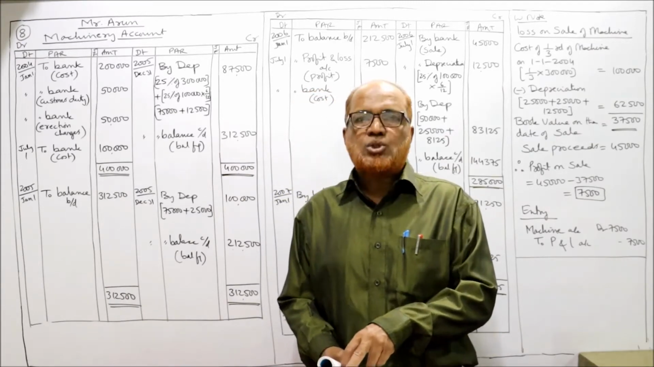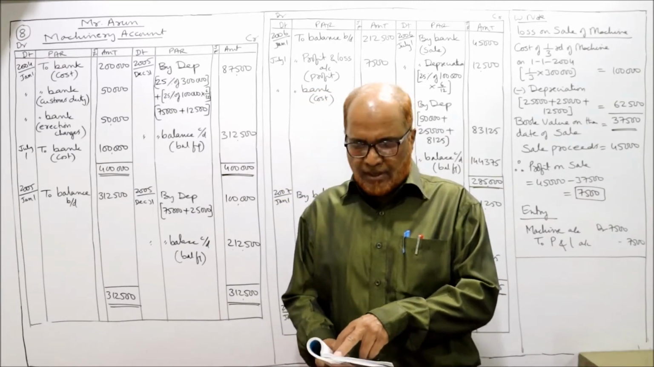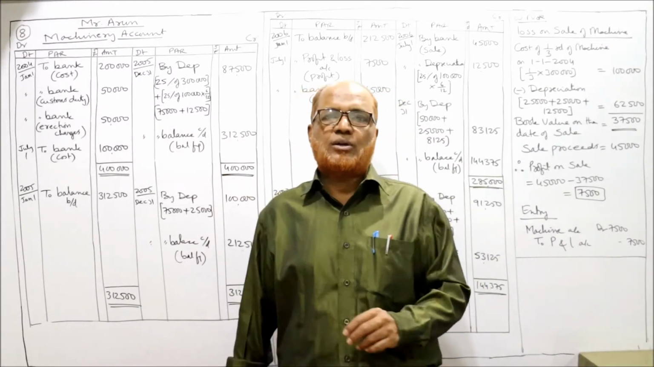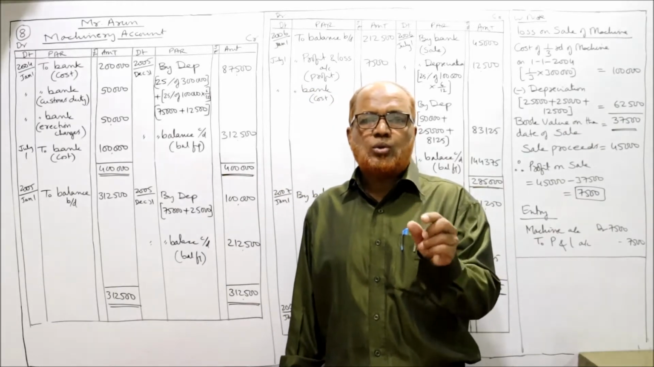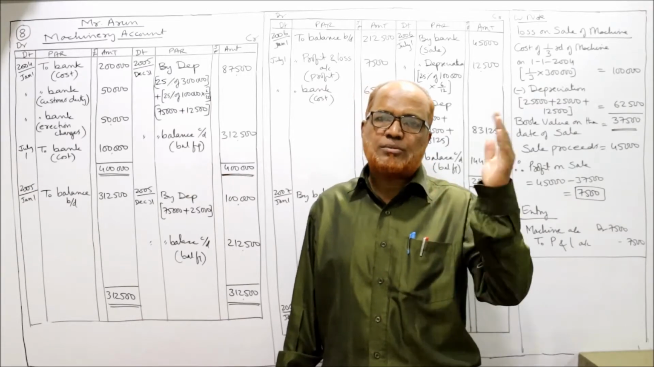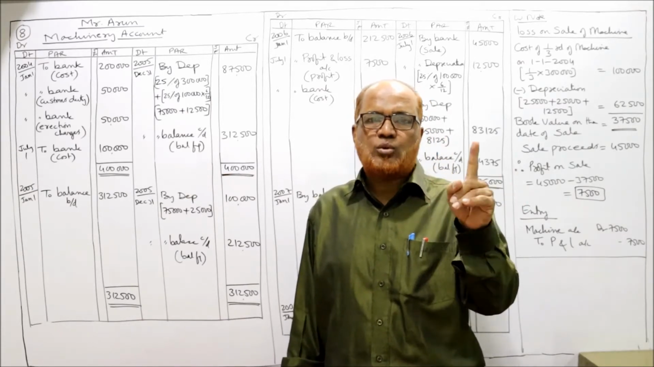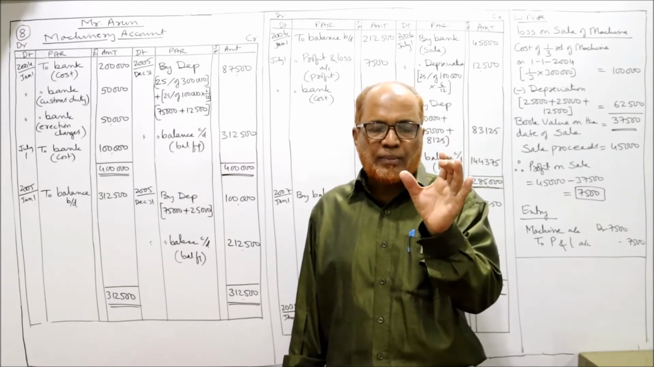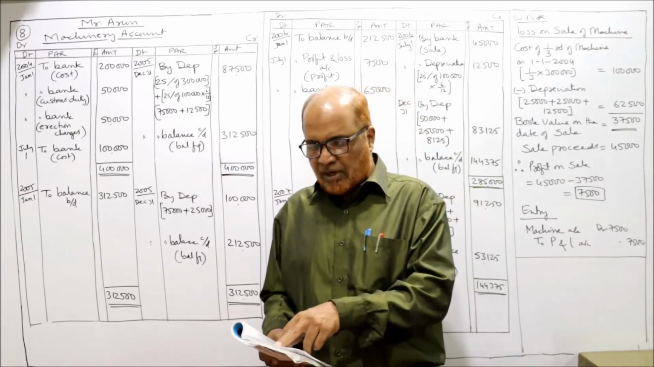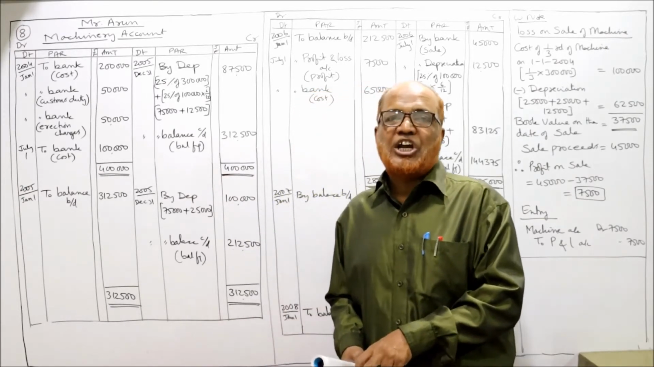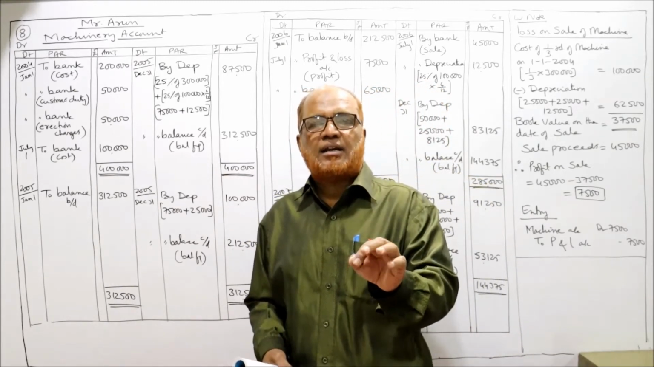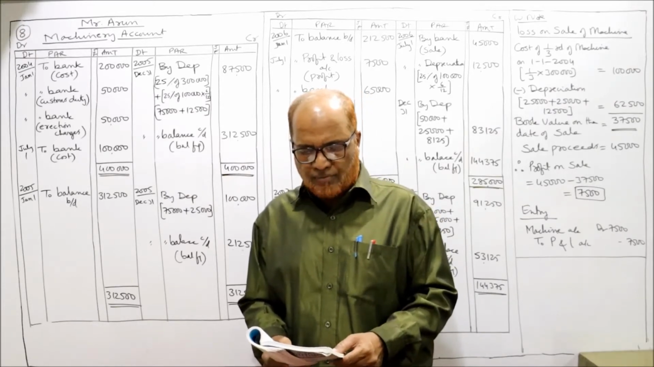Now, on 1st July 2006, he sold 1/3 of the first machine, which was purchased on 1st January 2004, for rupees 45,000. So only 1/3 of the machine we are selling, at a price of rupees 45,000. And whenever a machine is sold, 3 entries you have to remember. And he purchased another machine for 65,000. On the same date, another new machine is purchased for 65,000.